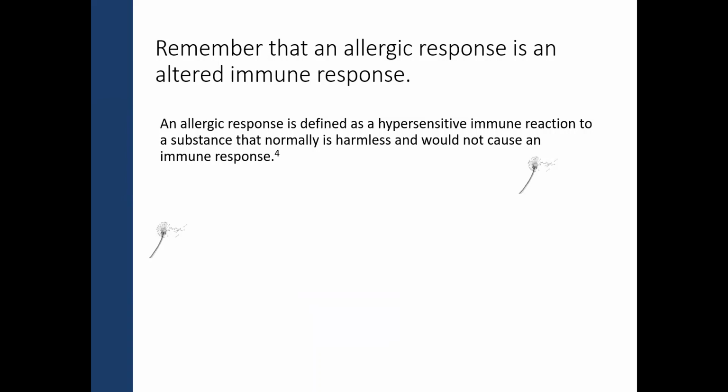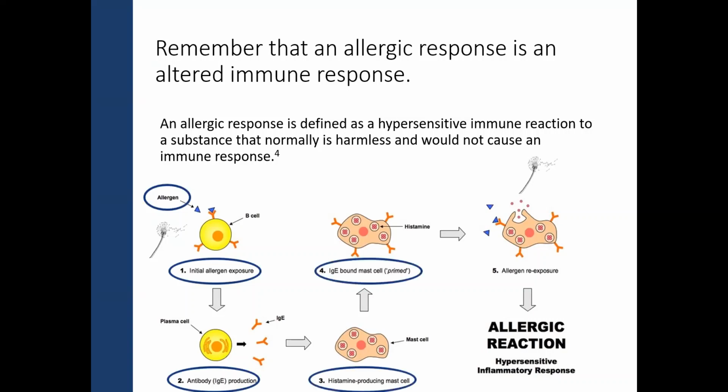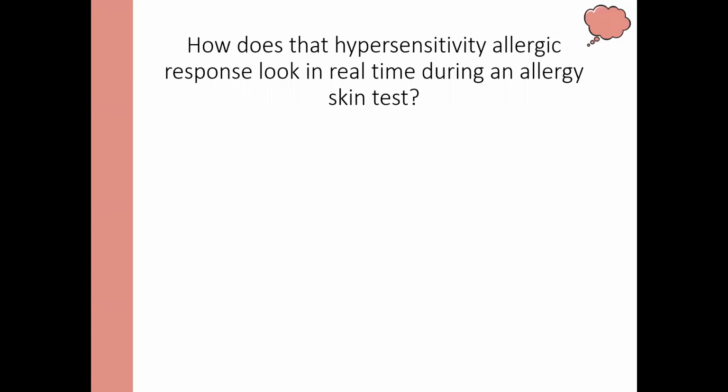An allergic response is defined as a hypersensitive immune reaction to a substance that normally is harmless and would not cause an immune response. Here's a diagram of an allergic reaction or a hypersensitive inflammatory response, from the initial allergen exposure to the IgE production, the histamine-producing mast cell, IgE-bound mast cell, and allergen re-exposure, which all leads to an itchy pet. How does that hypersensitivity allergic response look in real time during an allergic skin test?